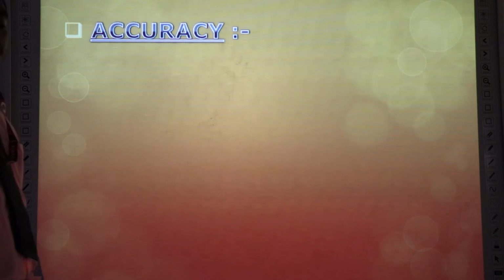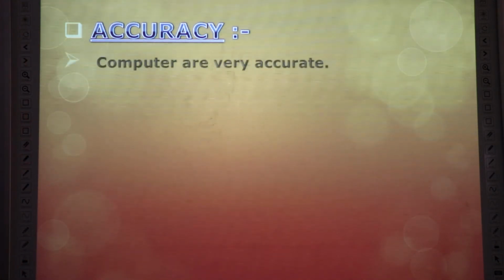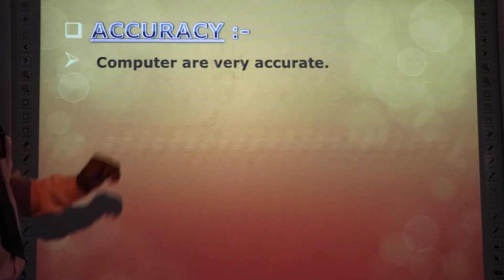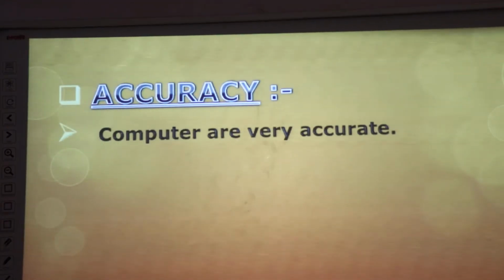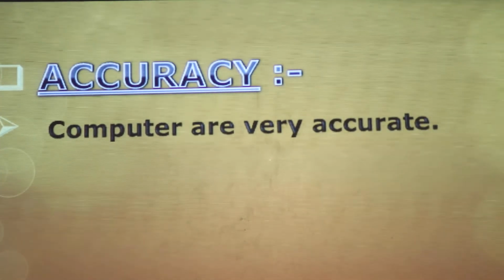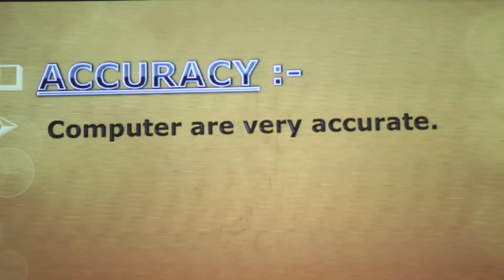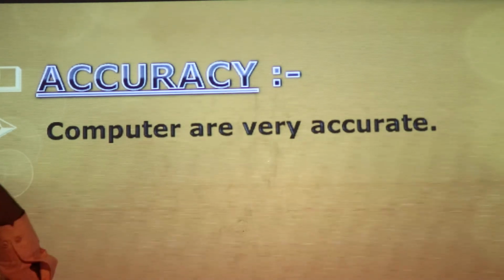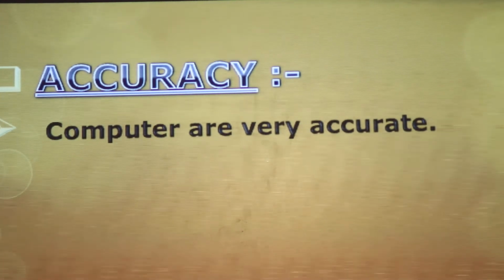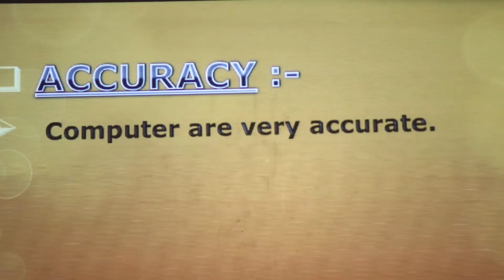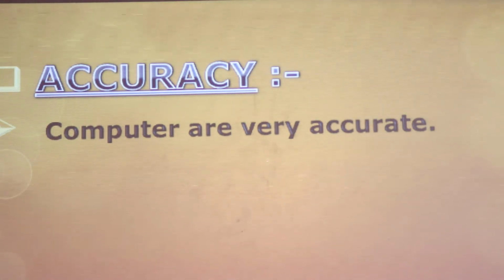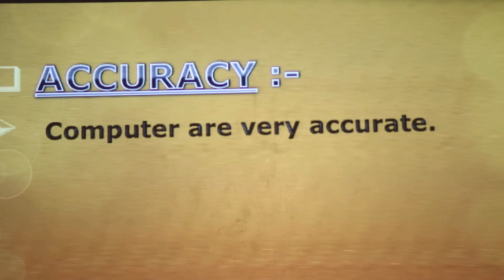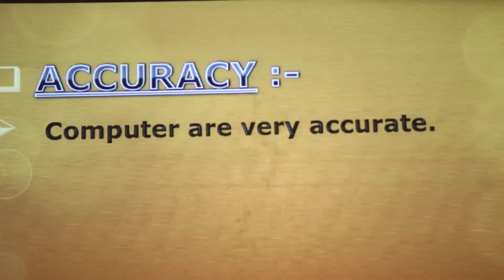Now the second topic is accuracy. We have read about accuracy. What is accuracy? Computers are very accurate machines. While we are giving some instructions, they give the processed output to us. How do they process? If we give the wrong input to the computer, it gives the wrong output to us. So we always try to give the right input to the computer, so the computer can perform the task correctly.